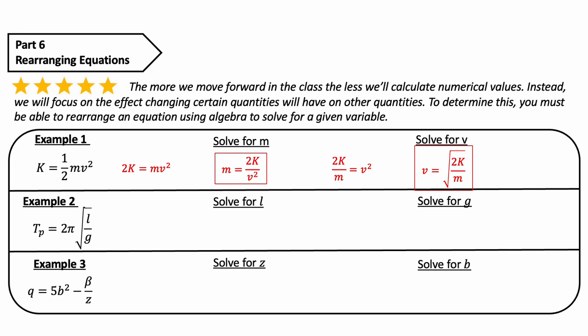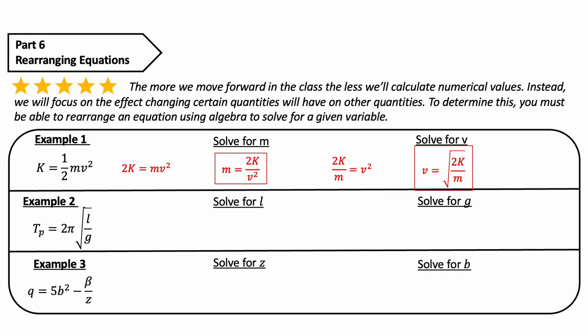Let's try this in a little bit more complex of an equation. In example 2, T_P, that T and the P are connected together, that P is a subscript, equals 2 pi times the square root of L over g. Solve this for L. So to solve it for L, we've got to get rid of this square root. If L is trapped right now under the square root, then we need to get rid of that square root.